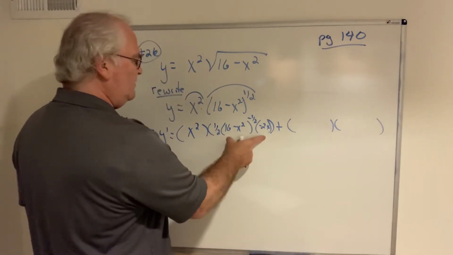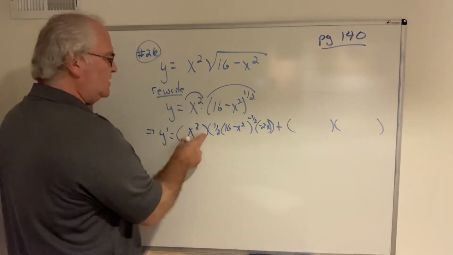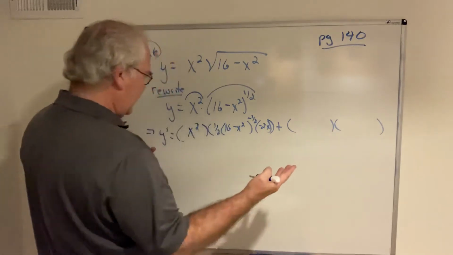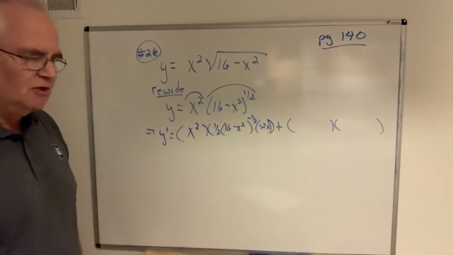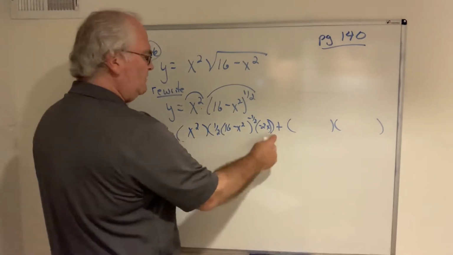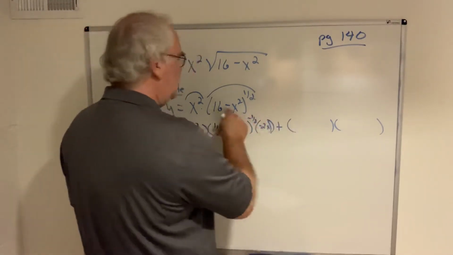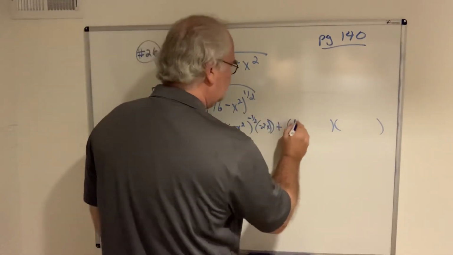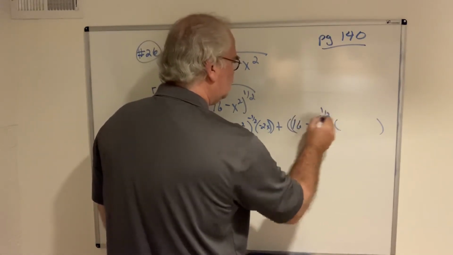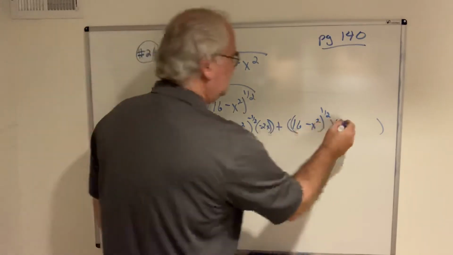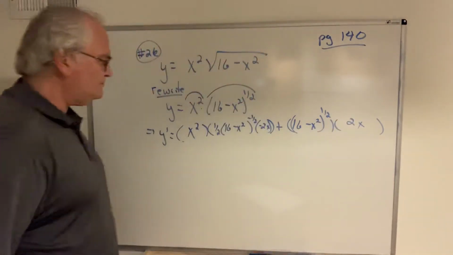First times derivative of the second. That's why it's convenient to have these, because now you, okay, where the heck am I? Oh yeah, second times derivative of the first, and you're back on track. First times derivative of the second, plus second, copy paste, times derivative of the first, and you're out.